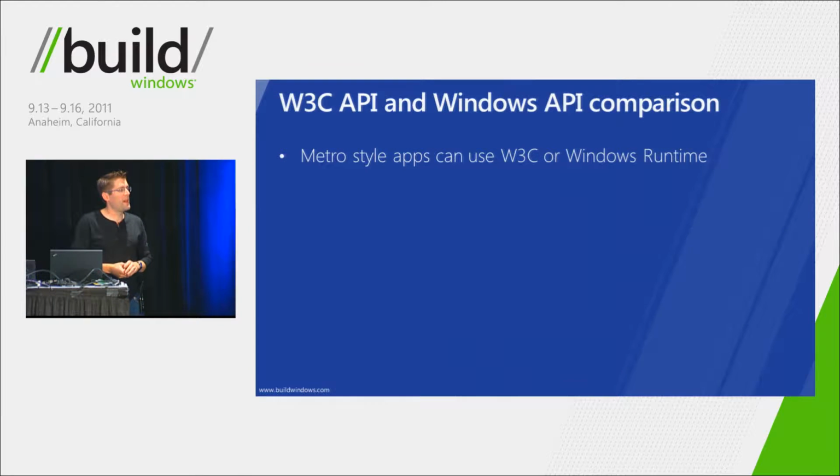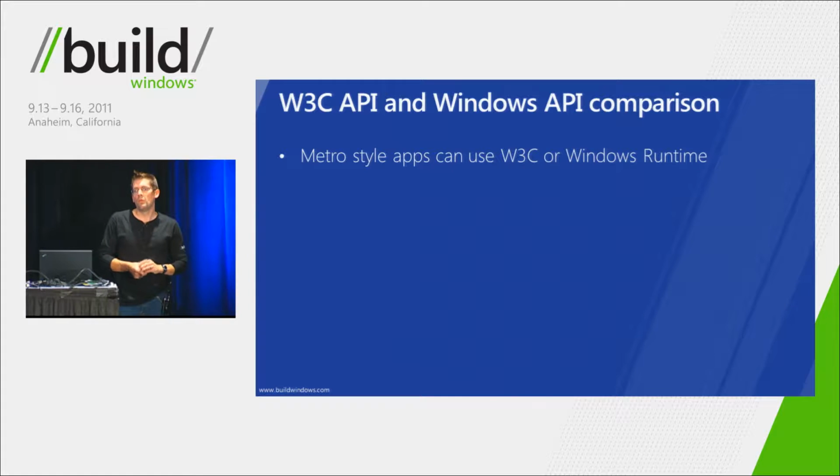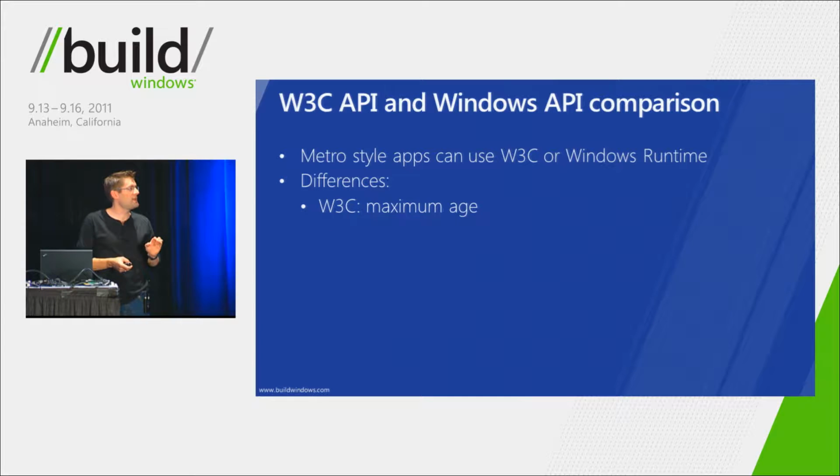I do want to note that you're not restricted to just using the Windows Runtime API. Windows 8 also supports the W3C API. This API is a standards-based API that is supported by many of the popular browsers today. Some differences I want to point out. First, the W3C API supports a maximum age property that you can set, and that's used to filter out location data that might be older than your app is interested in, the irrelevant data.